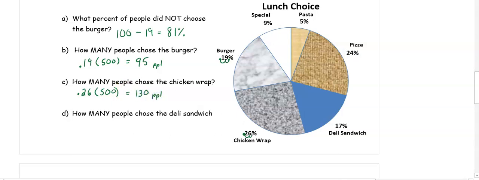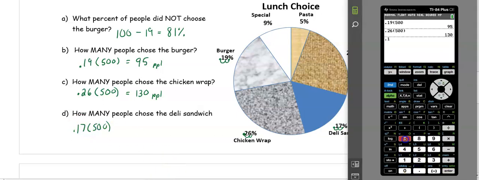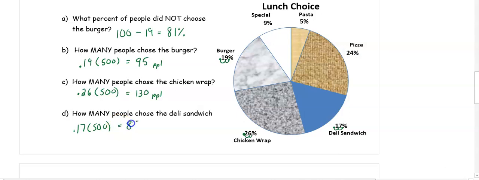How many people chose the deli sandwich? So there's 17 people, 17%. So 17% is 0.17 times 500. And we get 85 people.